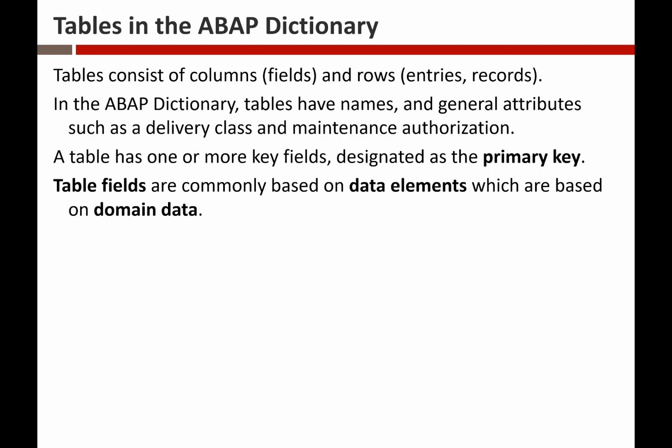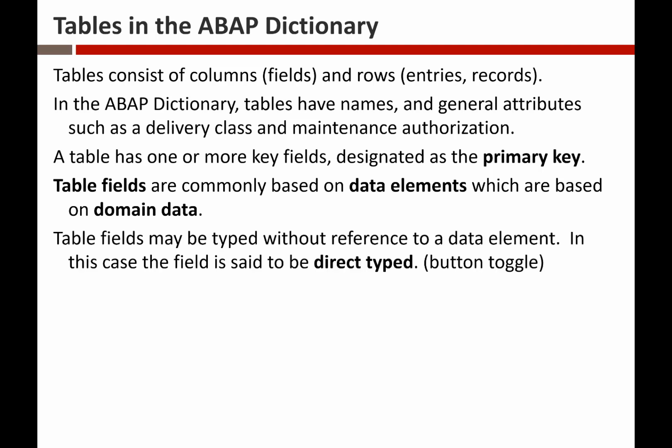What we will see is very common in the creation of tables in the ABAP dictionary is table fields are commonly based on data elements, which are based on domain data. So if we think back to an example we did a few weeks ago where we were creating a domain data for what would be valid room numbers in this building. Well, if we had defined that domain and then created a data type based on that domain, we could use that data type as the data type for one of the fields in our table. And I'll show you that here in just a moment.